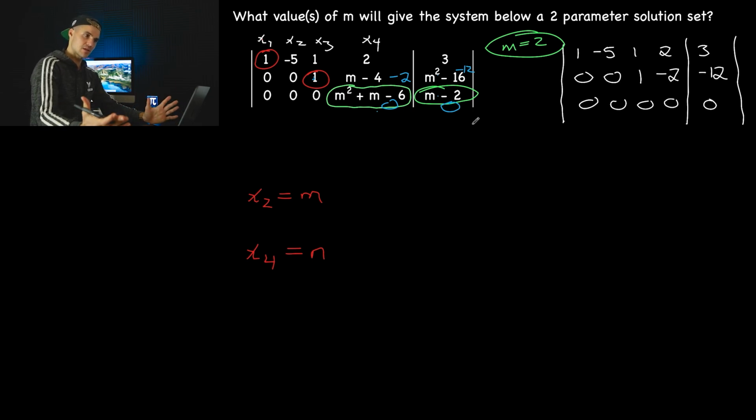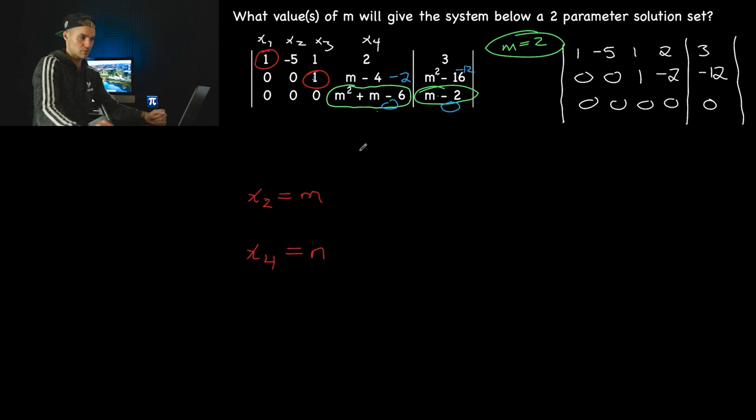So I wanted to write a nice one here so we could see what the actual solution is going to be. Now, again, that's not what they're asking for. They were just asking for the values of m that are going to make this a two-parameter solution set. So m is 2 is the answer, but just in case you were wondering how the solution is going to look, I thought I would show it. So again, x2, no pivot, x4, no pivot, so those are the free variables.